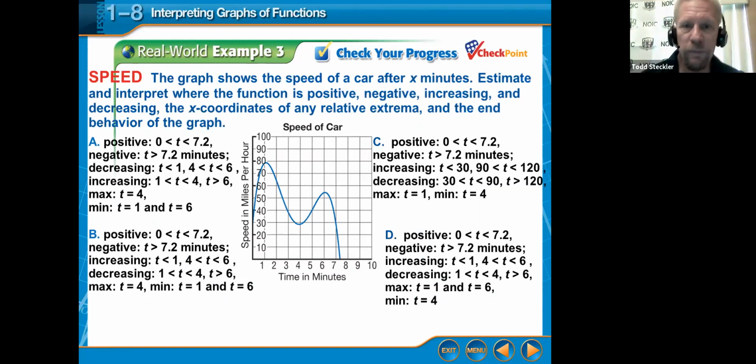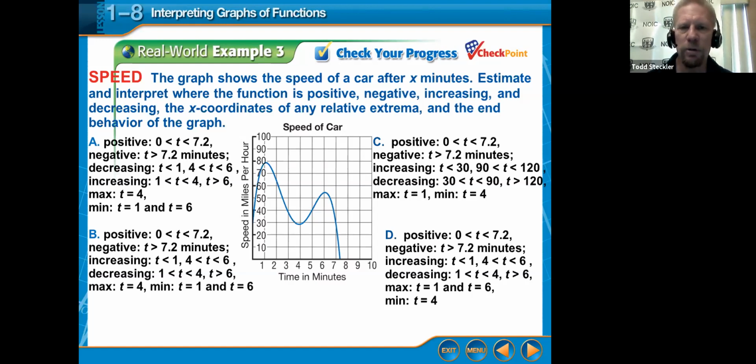All right, this is a very, very busy screen. So let's see if we can make some sense of it. The graph shows the speed of a car after X minutes. So the independent variable is the time in minutes. It's the horizontal axis. Estimate and interpret where the function is positive, where the function is negative, where the function is increasing, where it's decreasing, the x coordinates of any relative extrema, and the end behavior of the graph.